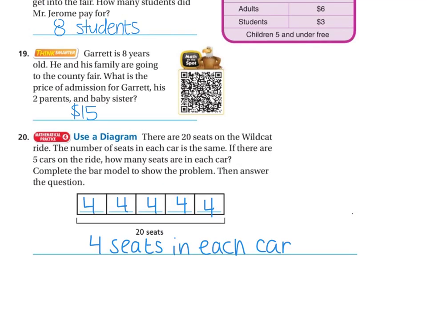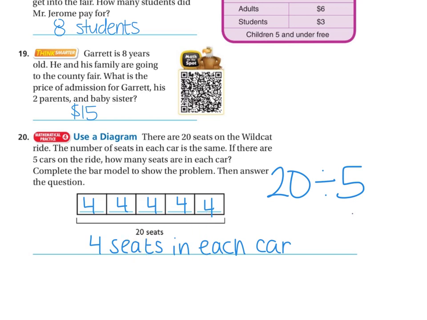Okay, so if there are 5 cars connected together to make one train on this Wildcat ride, we need to figure out 20 divided by the 5 cars. So 20 divided by 5. You could think in your head, 5 times what gives me 20? 5 times 4 gives us 20. And that makes sense because 4 plus 4 plus 4 plus 4 plus 4 gives us 20.